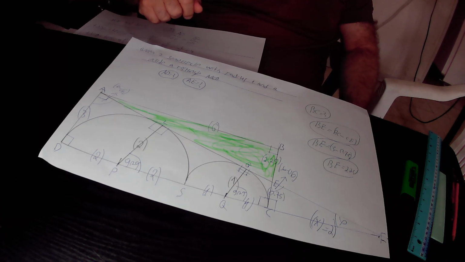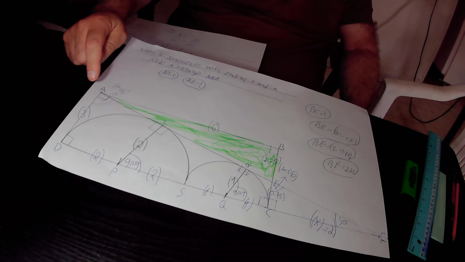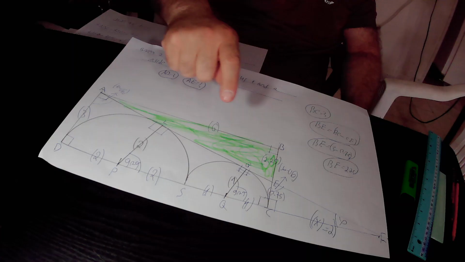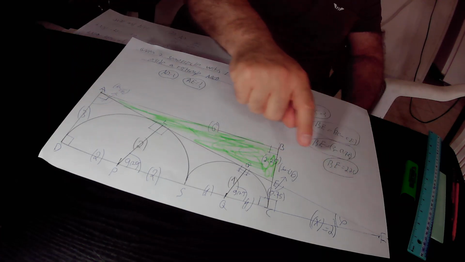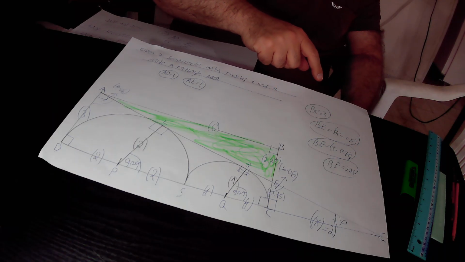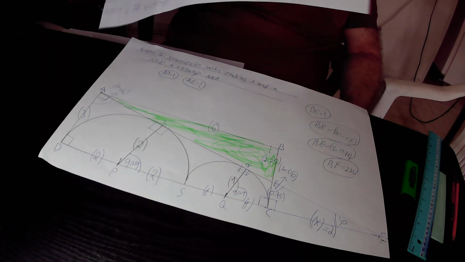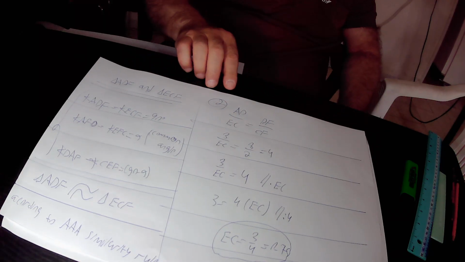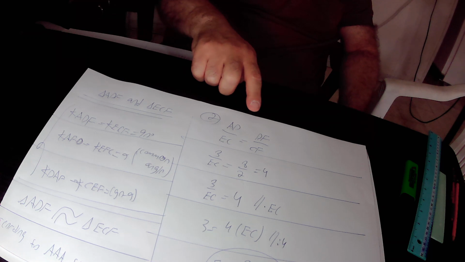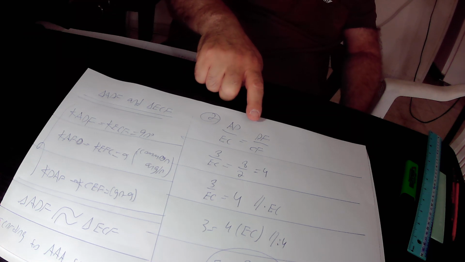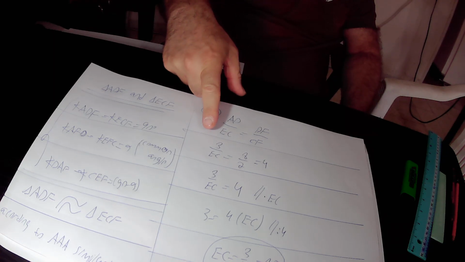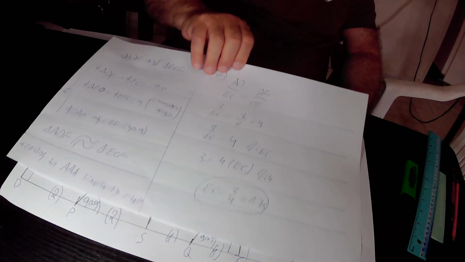We will derive that side AD in the big right triangle ADF over side EC in the small right triangle ECF equals side DF in the big right triangle ADF over side CF in the small right triangle ECF. Repeat again. AD is given, EC is the missing side, so we leave it as it is, and it equals DF over CF.